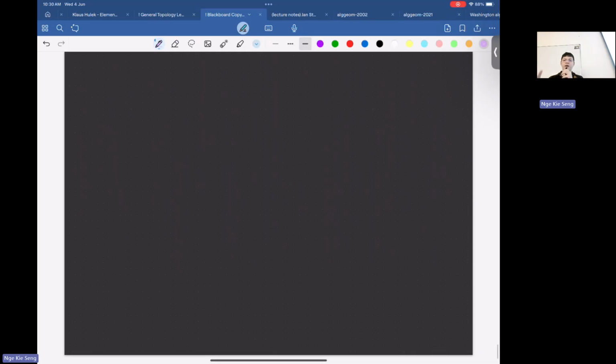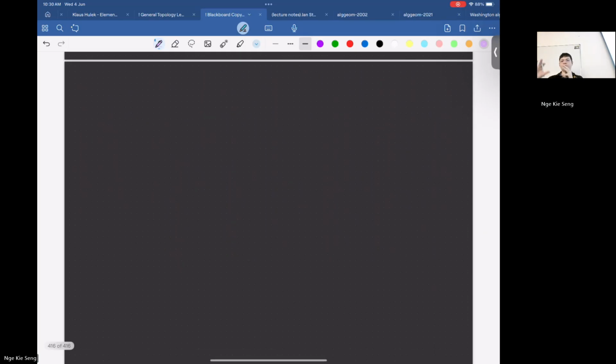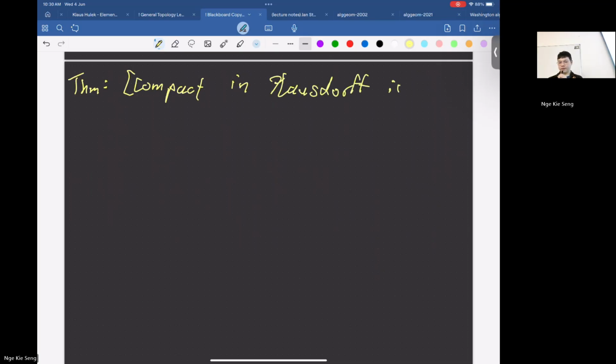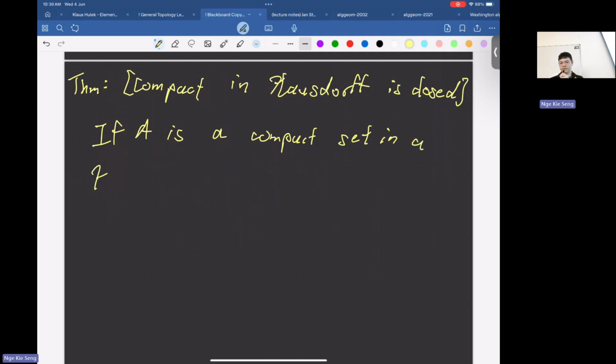Next, we swap it around. How about a closed set in a compact set? Okay, so the next theorem is: compact in Hausdorff is closed. Can anyone rephrase this sentence? If A is a compact set in a Hausdorff space, then A is closed. Good.